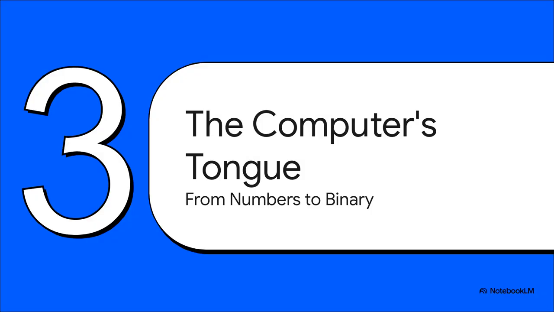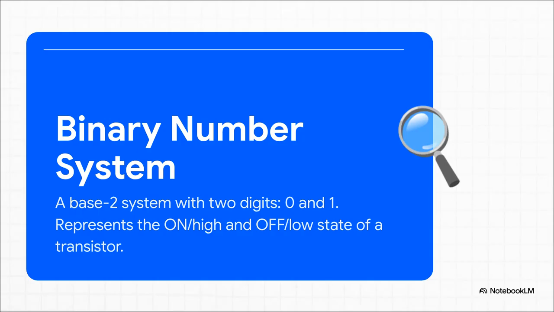Okay, so we've got our letters turned into numbers. A is 65. Awesome. But we're not done. Not by a long shot. How does the actual hardware, the silicon chips and tiny transistors inside your computer, understand a number like 65? Well, this is where we get down to the computer's native tongue. See, computers don't think in tens, like we do. They think in twos. Their entire universe is built on billions of microscopic switches that are either on or off. That's it.